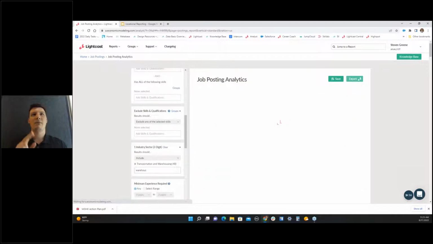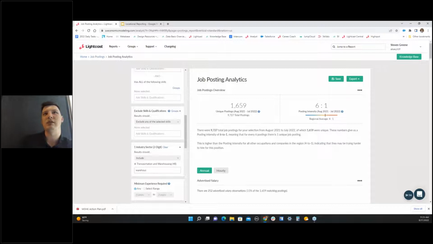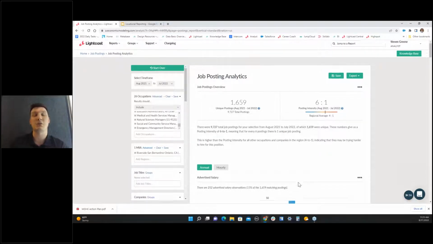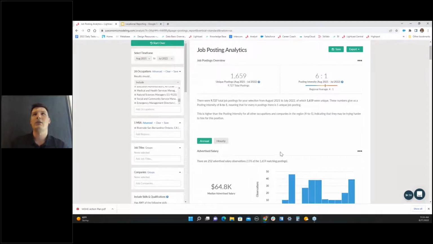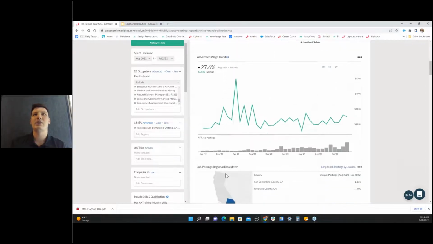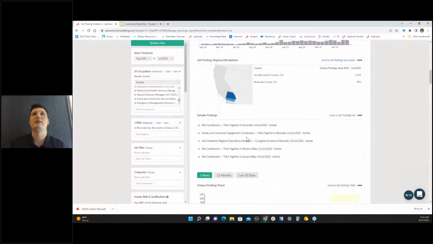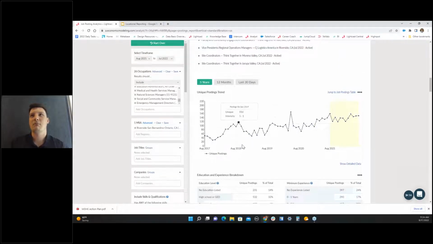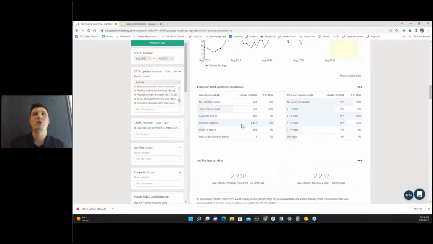Transportation and warehousing. We have this at the two-digit. I think we can do both two-digit and six-digit, but for the sake of simplicity, we'll say two-digit. So now we're finding 1,600 unique postings, a total of 6-to-1 posting intensity, which is actually pretty darn high. We have the advertised salary, advertised wage trend, a huge jump in 2020. Yeah, okay, makes sense. We can look at sample postings, all that good stuff. Posting trend, so it's trending upward. That's encouraging. Mostly looking for a bachelor's degree, which makes sense because that's what we filtered for.